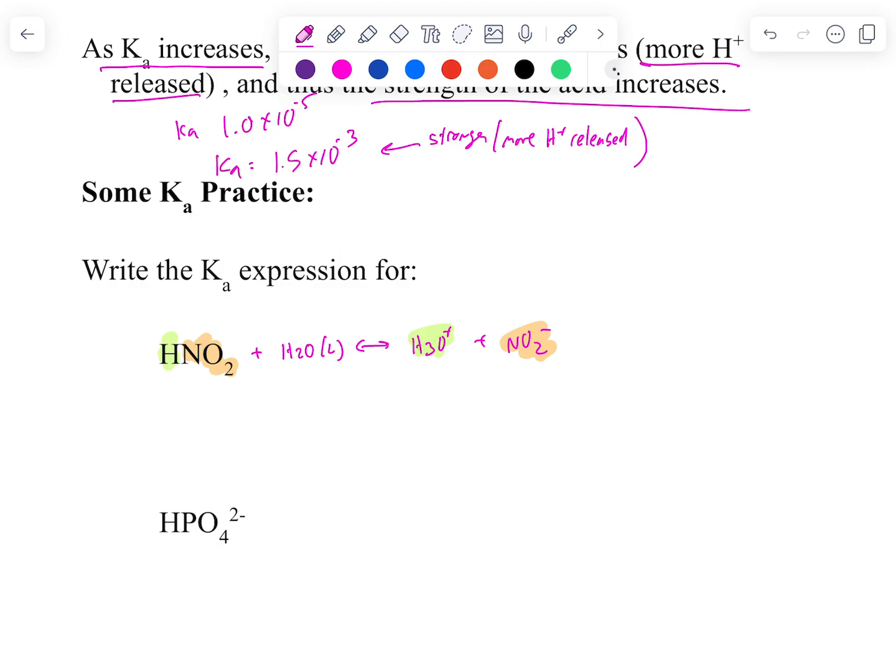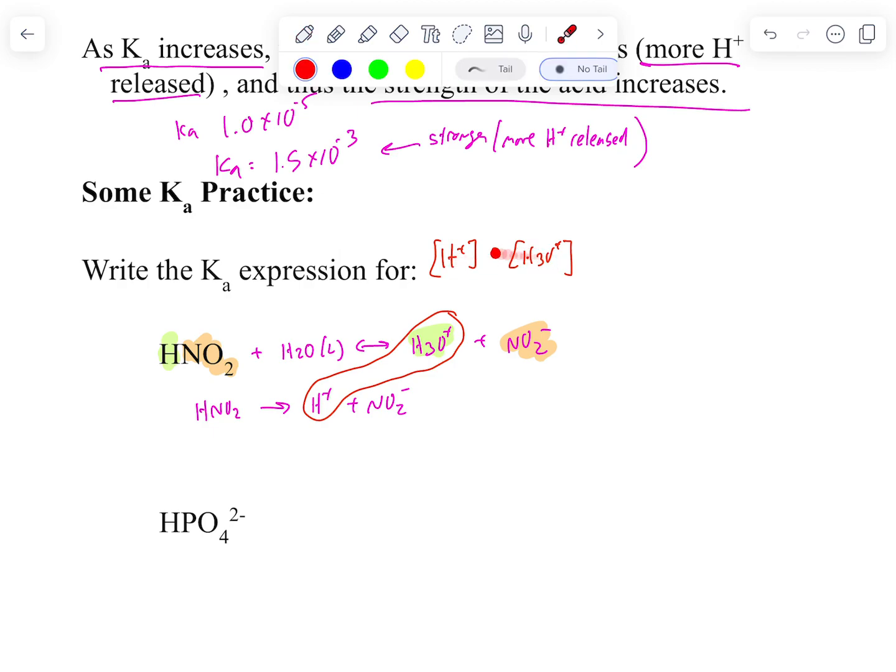Okay, so this reaction can also be written without the water, and that shortens the equation, so it would look like this. And H3O plus and H plus numerically are the same concentration, so it doesn't matter which way you write it. You can write it either way. This right here is understood.